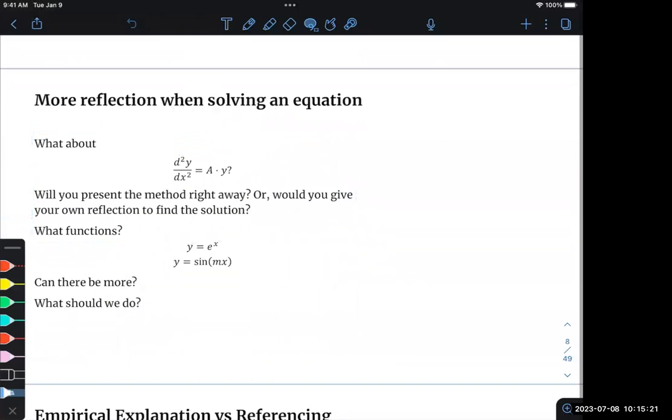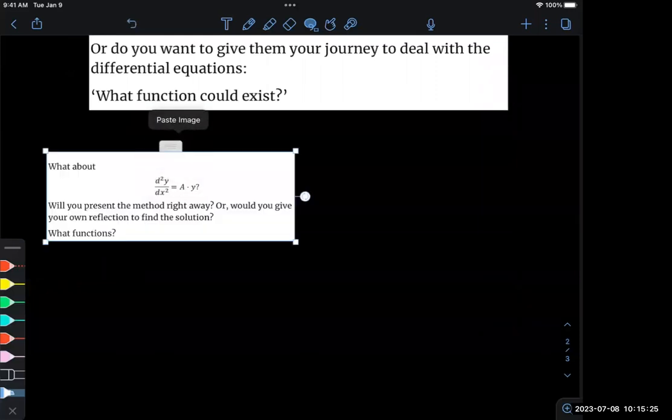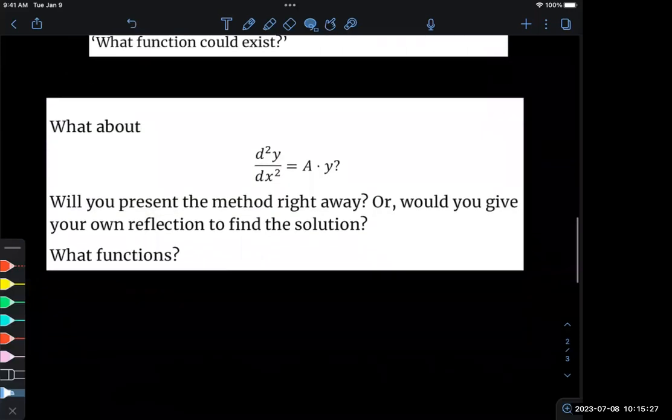Let's have a look at a more interesting equation. This is the equation that you will see in real life more often. In fact, this is a very popular equation for physics. But let's focus on mathematics. Now, check this out. We were talking about a first derivative becoming itself. That was a solution given by an exponential function.